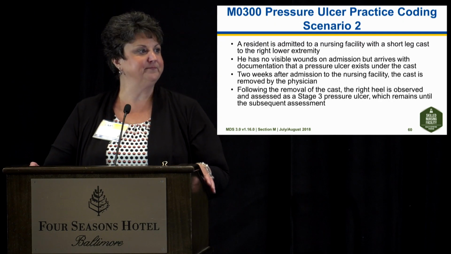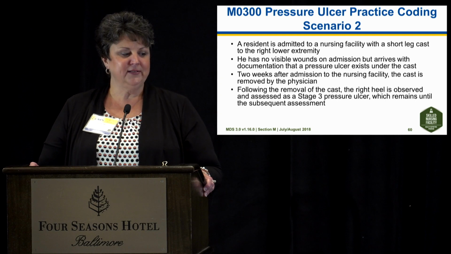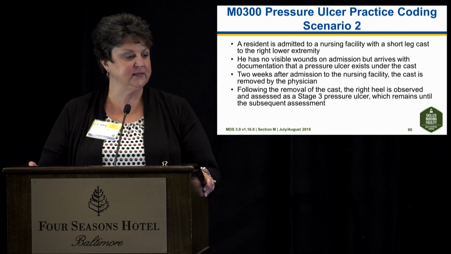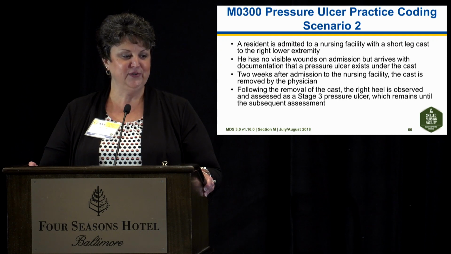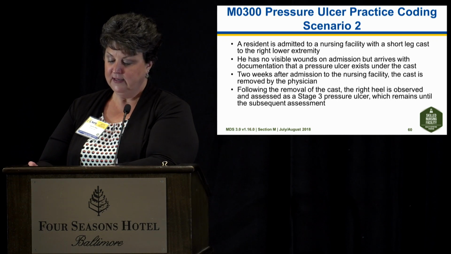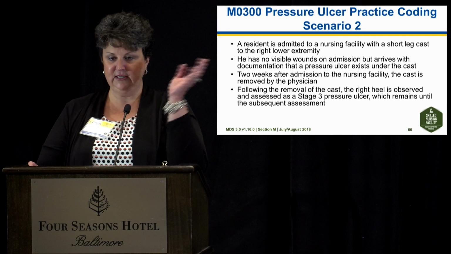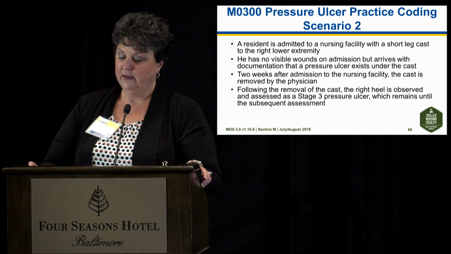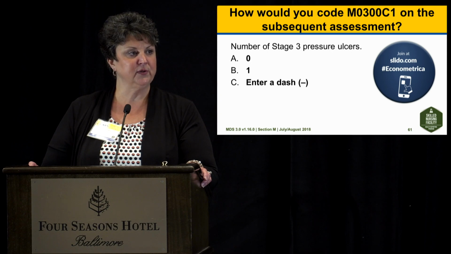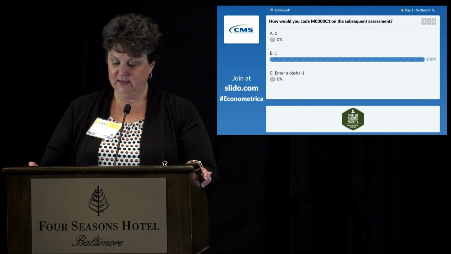All right, next scenario. A resident is admitted to a nursing facility with a short leg cast to the right lower extremity. He had no visible wounds on admission, but arrives with documentation that a pressure ulcer exists under the cast. 2 weeks after admission to the nursing facility, the cast is removed, and following the removal of the cast, the right heel is observed and assessed as a stage 3 pressure ulcer, which remains until the subsequent assessment. So whether that subsequent assessment is the 14-day or at admission, whatever it is, how would you code M0300C1 on the subsequent assessment? Number of stage 3 pressure ulcers. Would you code it as A0, B1, or C, enter a dash?